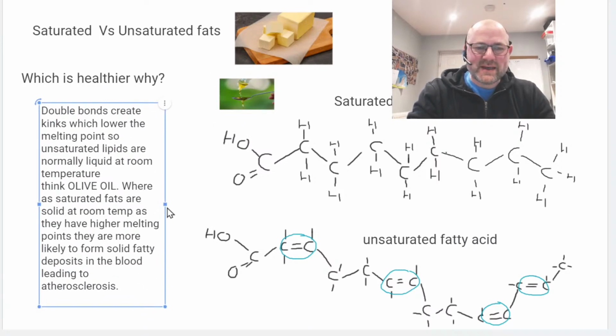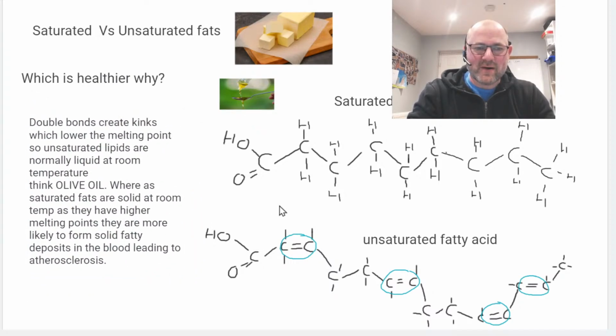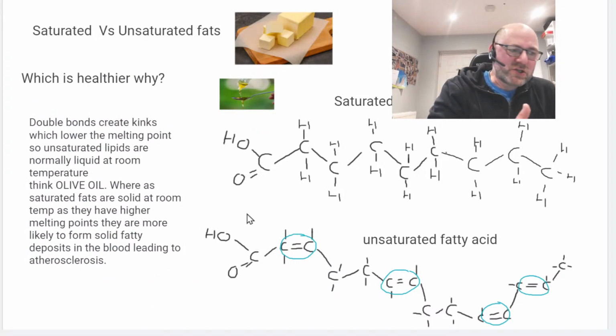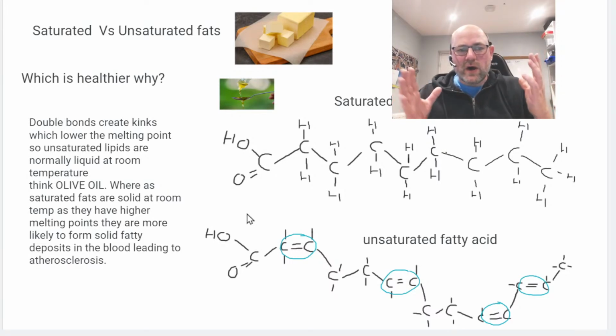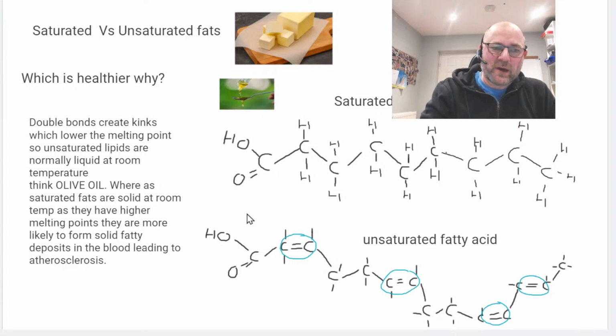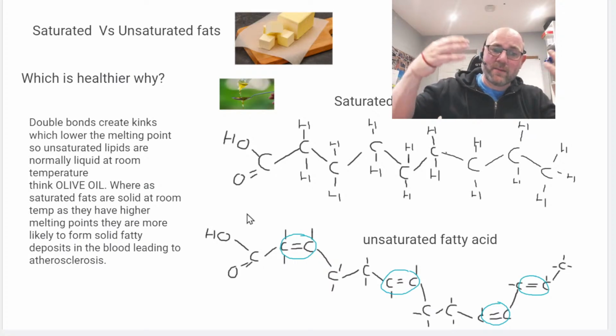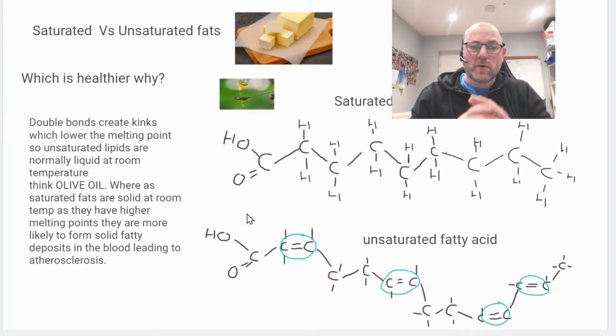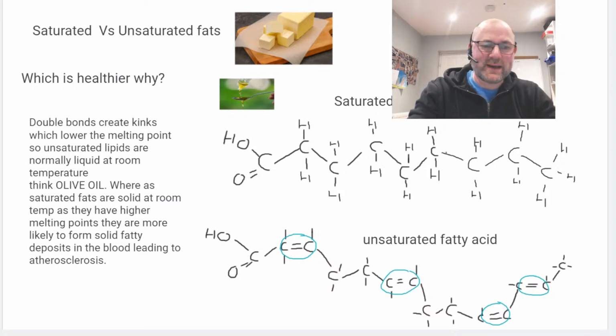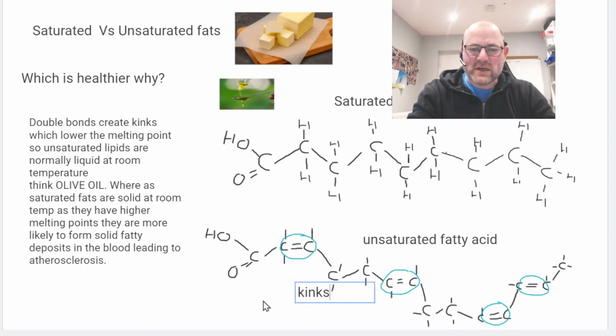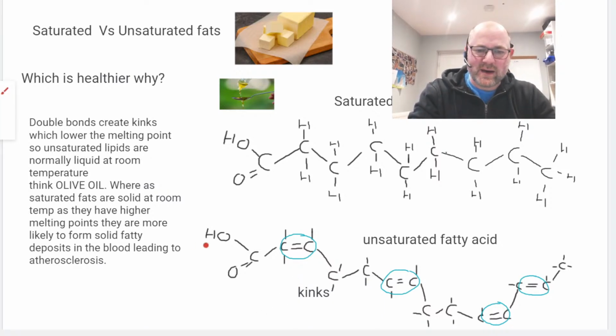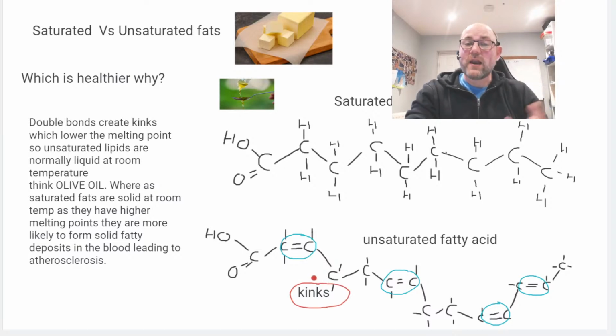So this basically explains what I've just been waffling on about. Double bonds create kinks, which lower the melting point. So unsaturated lipids are normally liquid at room temperature. Think of olive oil, whereas saturated fats are solid at room temp as they have higher melting points. They are more likely to form solid fatty deposits in the blood, leading to atherosclerosis. Sclerosis means scarring. Athero is like of your arteries. So we call these little bits where the fatty acid chain bends kinks in the chain or bends in the chain. And that lowers their melting point.